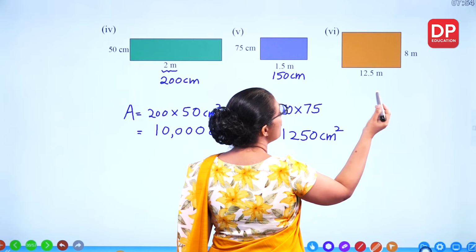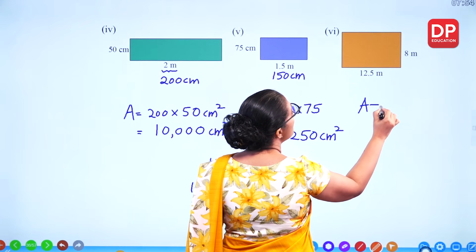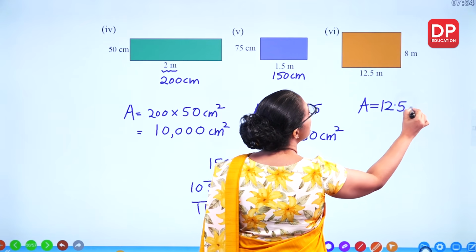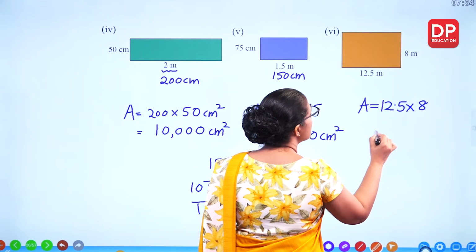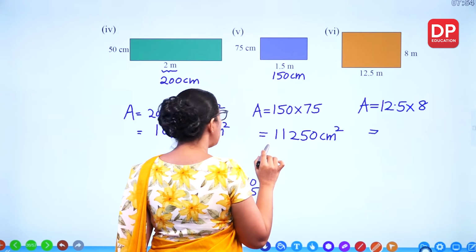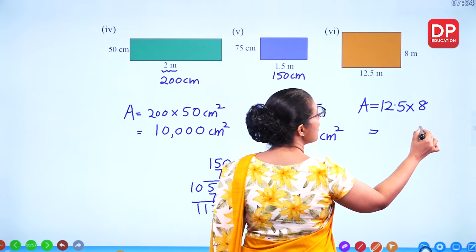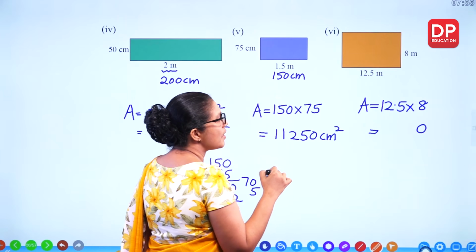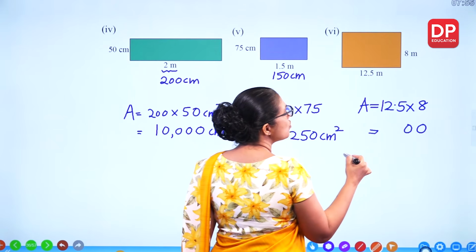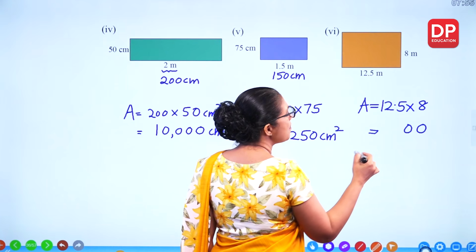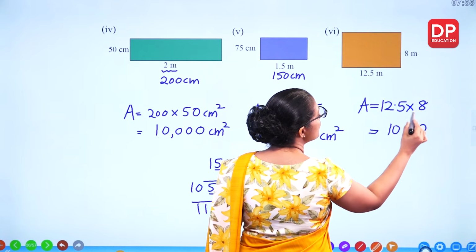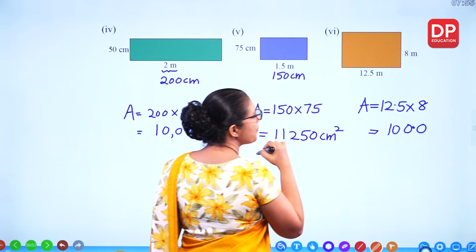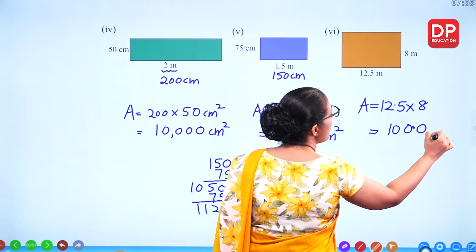Here, both are in meters. You can multiply 12.5 into 8. Without the decimal, just multiply. 8 times 5, 40. 4 remaining. 8 times 2, 16 plus 4, 20. 2 remaining. 8 times 1, 8 plus 2, 10. Put 1 decimal place. 100 square meters.